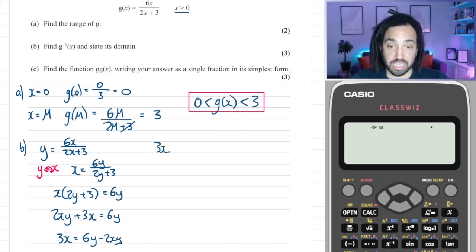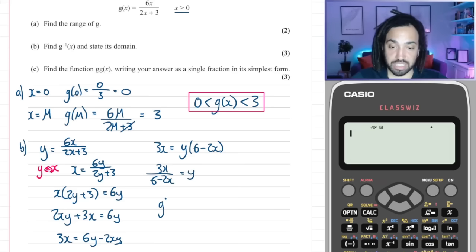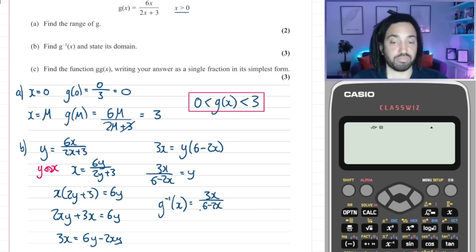We then need to factorise. So we factorise out y to get 6 minus 2x. And then finally we can divide through by that 6 minus 2x to get y. And then we must write it like this. g to the minus 1 of x is equal to 3x over 6 minus 2x.